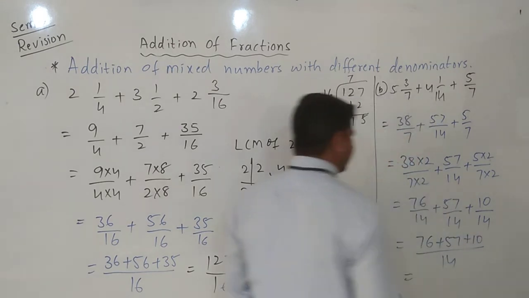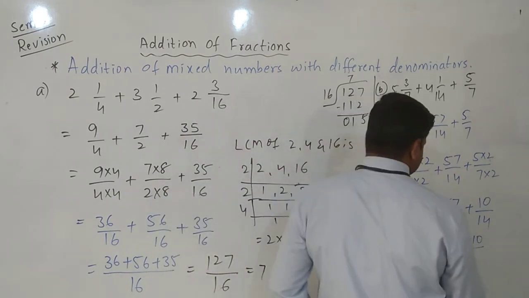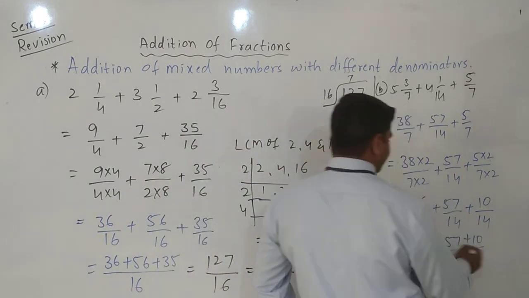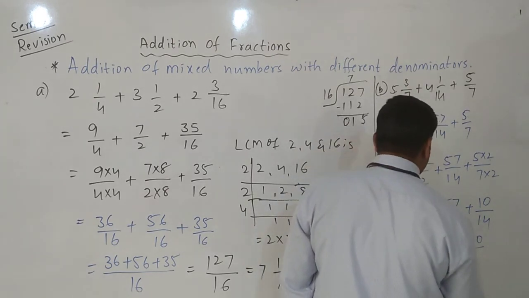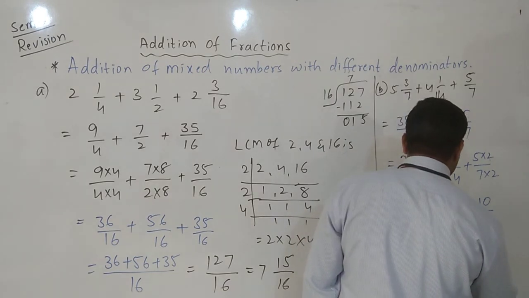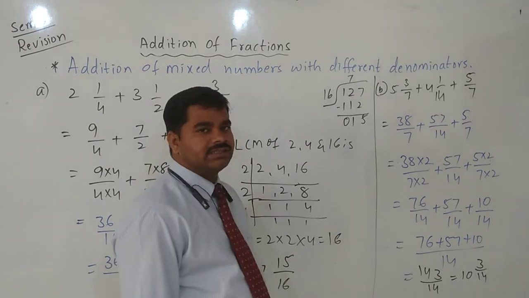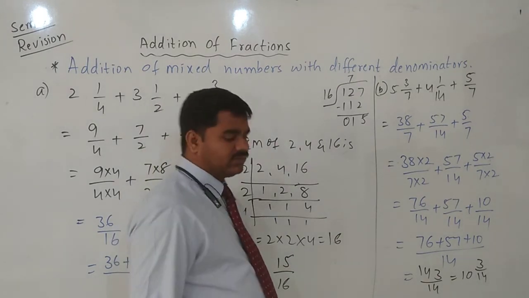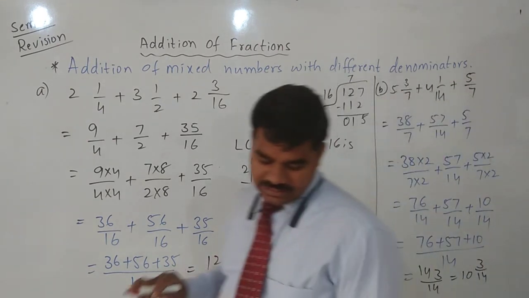What will you get? 76 plus 57 plus 10 is 143 by 14. That is 10 integer 3 by 14. 10 integer 3 by 14 is the answer. Yes, write down these two. Very simple, this addition of mixed numbers with different denominators.